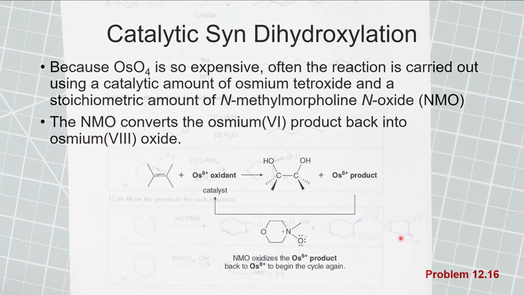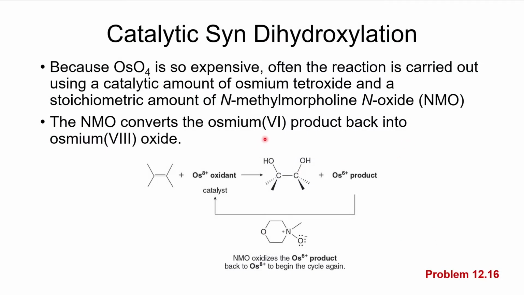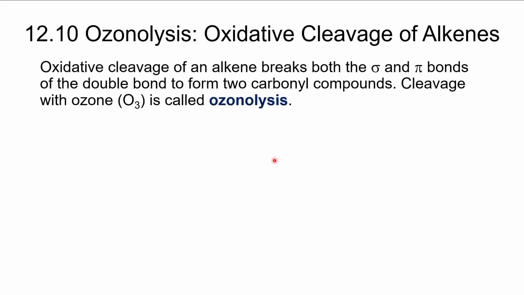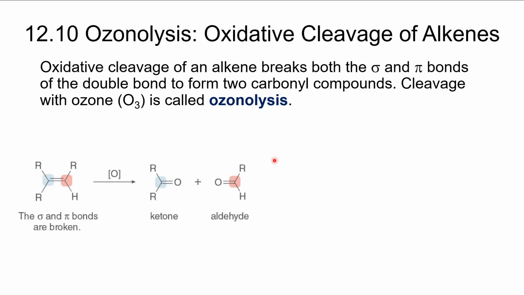All right, let's go back over to our presentation. So now we want to look at ozonolysis, and in ozonolysis we do oxidative cleavage of alkenes. And so we can convert an alkene into two carbonyl compounds. When we do the oxidative cleavage, we will break both the sigma and the pi bond that is in our double bond. So it's kind of like we come along with little molecular scissors, we cut that carbon-carbon double bond, and we replace each of those with an oxygen.